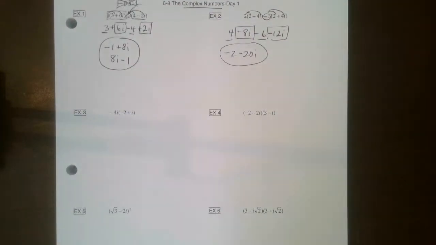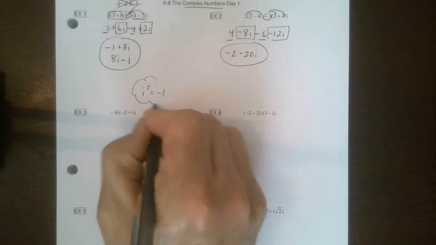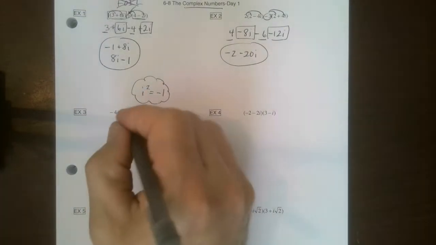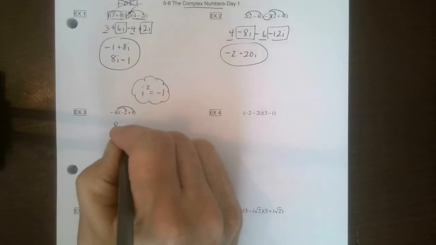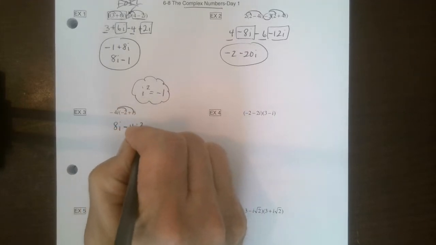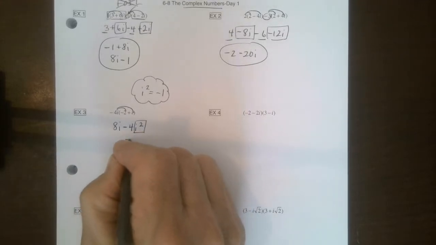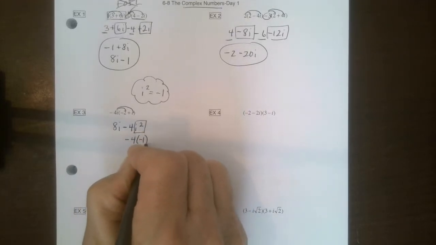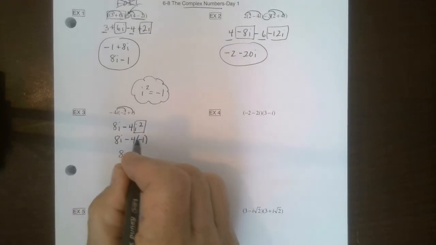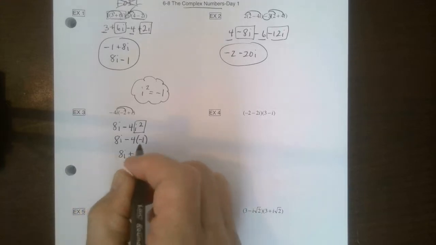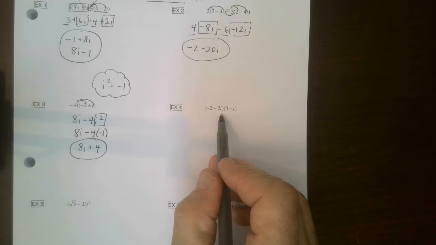But now you've got to remember your rules. i squared equals negative 1. That is a rule that's going to start popping up. When I distribute this, I get 8i. When I distribute this, I get negative 4i squared. Again, what is i squared? Negative 1. So this is like negative 4 times negative 1. So this is just 8i. And then what's a negative times a negative? Positive 4. Done.